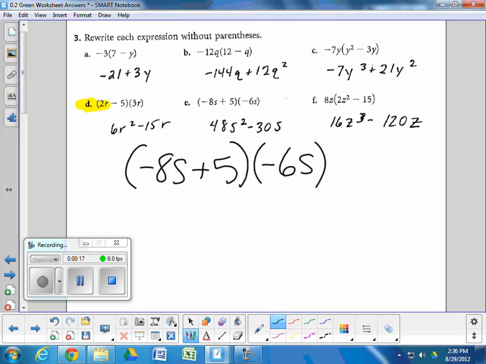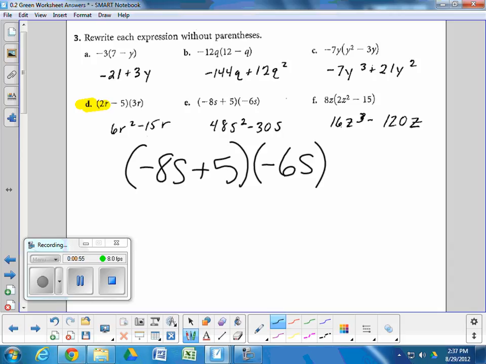Well, let me ask you here, in that first set of parentheses, how many terms are there? 2, right? 2 terms. The terms are negative 8s and the positive 5. Okay? Those are the 2 terms. How many terms are here in the second parenthesis? Just 1. Okay? Negative 6s in its entirety is called a term. When things are attached with a sign, a coefficient, and a letter, and even an exponent, that's a term.